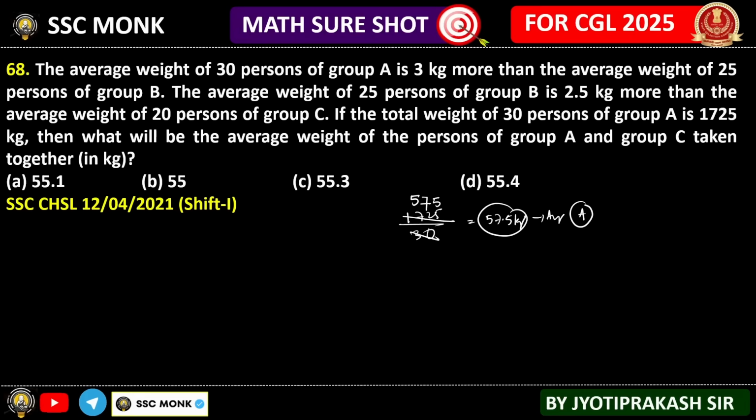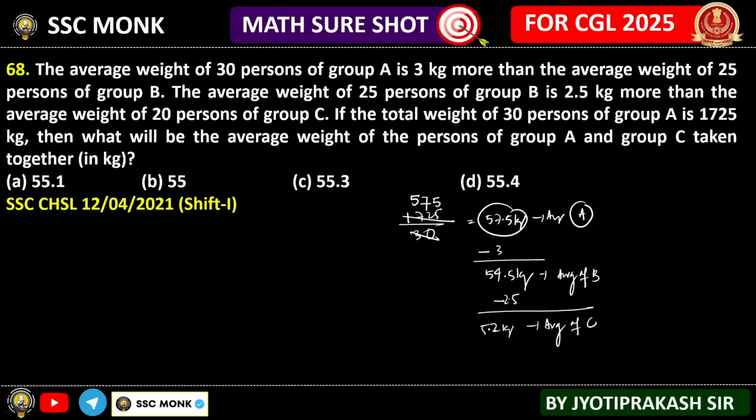Now this is 3 kilo more than the average weight of group B. Minus 3 is equal to 54.5 kg, average of B. Average of B is 2.5 kg more than average of 20%. So minus 2.5 kg, that is 52 kg, average of C. Clear? So it is asking what will be the average weight of the persons of group A and group C taken together.